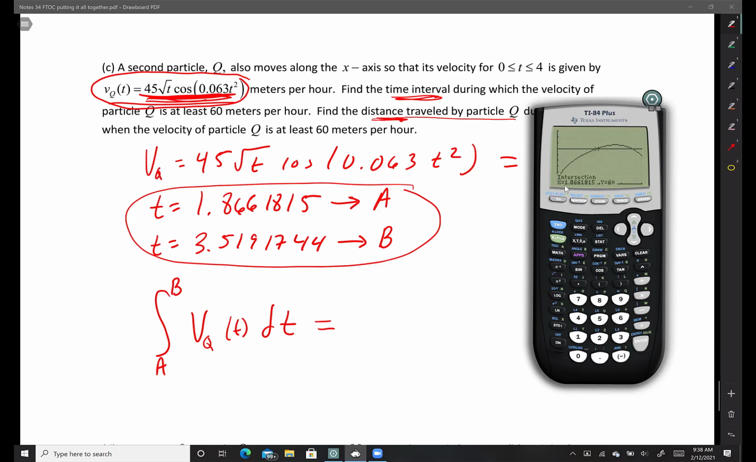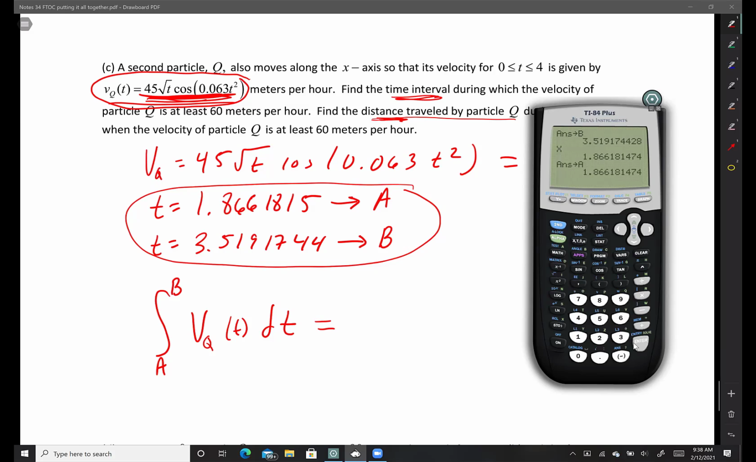Enter. There it is. 1.866. I'm going to store this to A. So how do I do that? Second, quit. It should be immediately on the X. Push X. There it is. And I'm going to store it. Store it, alpha A. And I know, okay, I'll slow down.